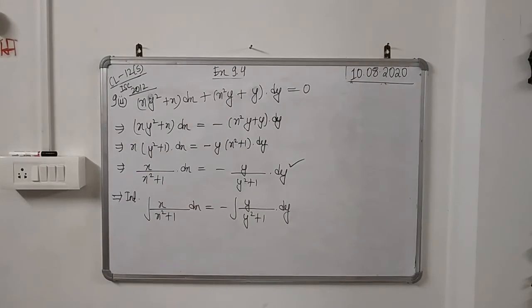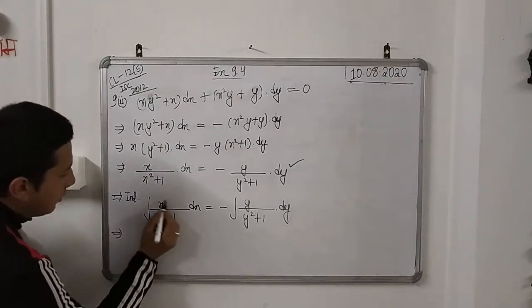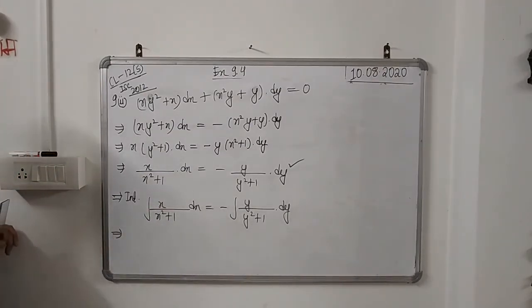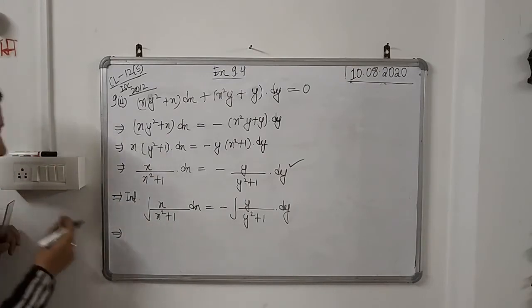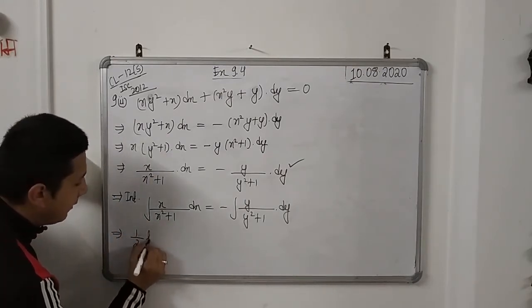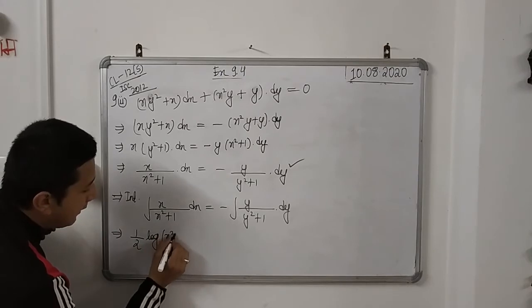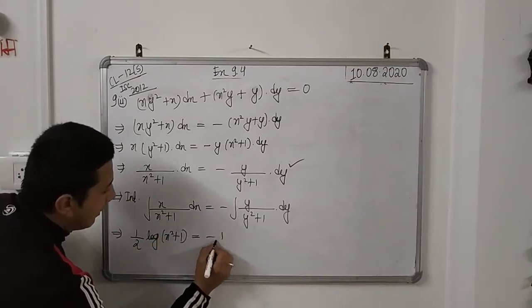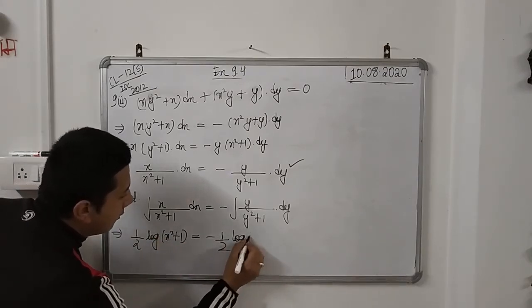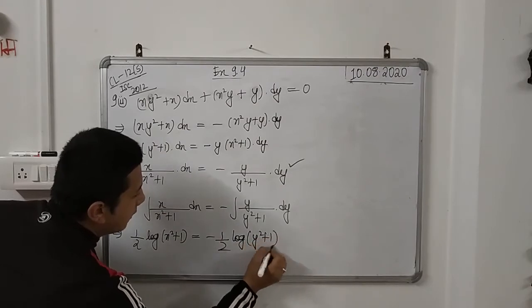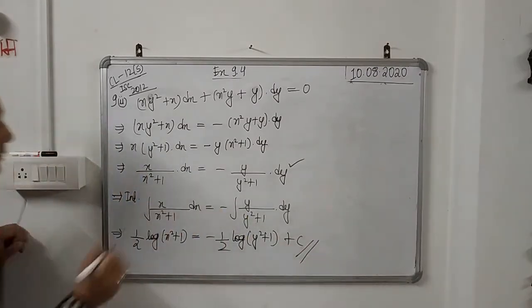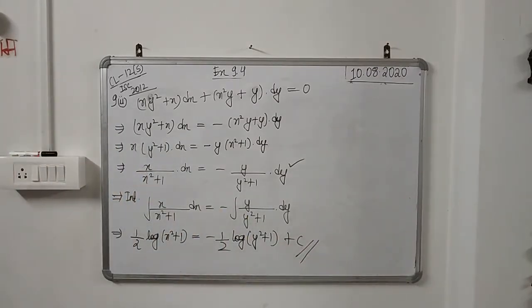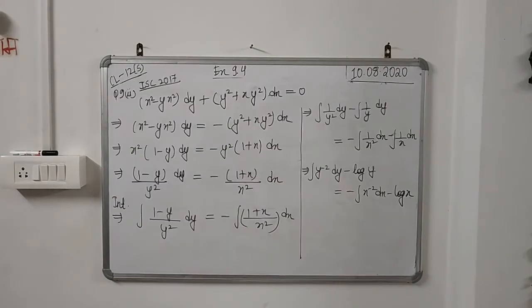Right, so now we can do integration on both the sides. Clear? So integration on both the sides, I mean, you know this integral, right? We have done it before, just a few sums before. It is half into log of (x square plus 1) minus half log of (y square plus 1) plus c, which is my final answer. So please pause the video and note it down.